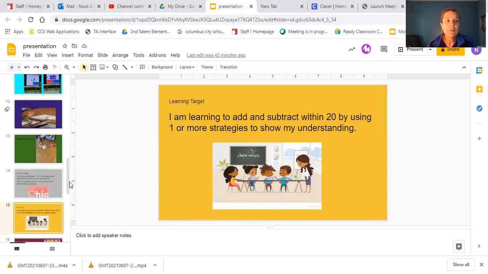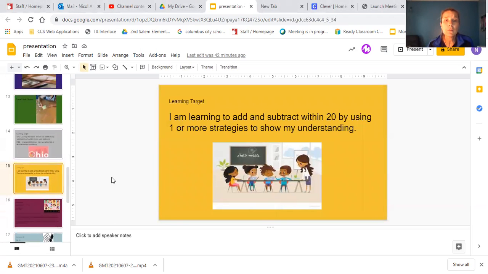And then at Maze, we are using I am learning goals, and it was just: I am learning to add and subtract within 20 by using one or more strategies to show my understanding. So these are more for the kids, to know what they are working on.